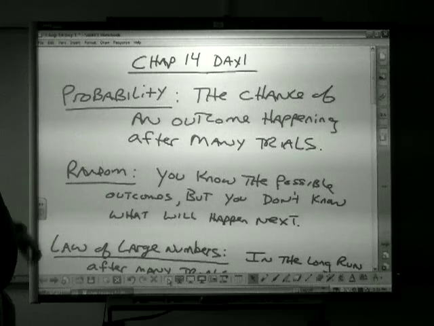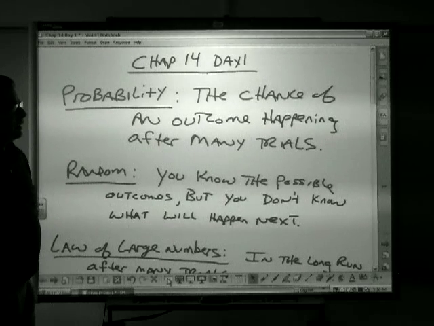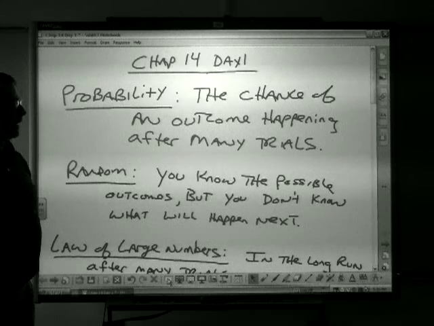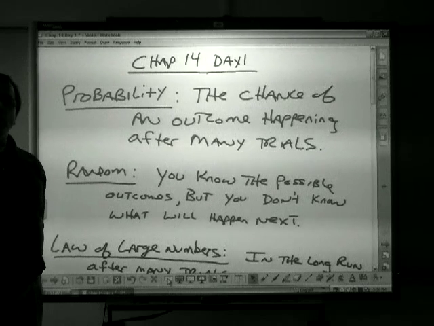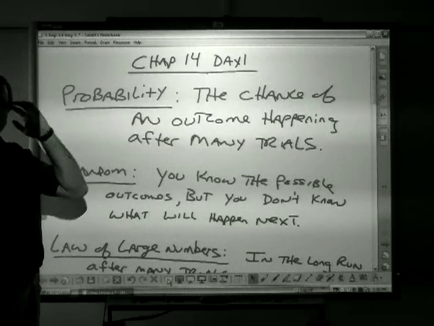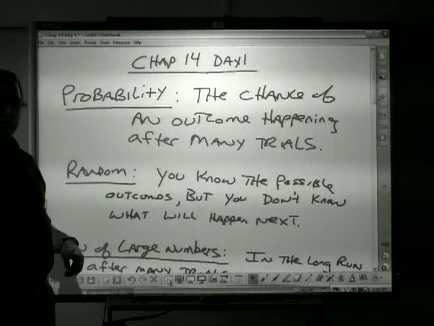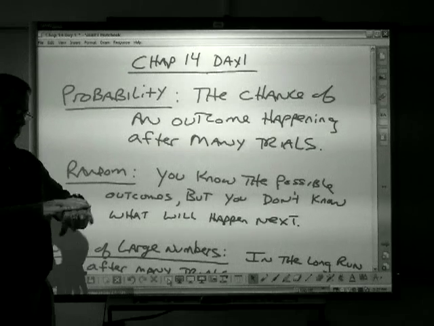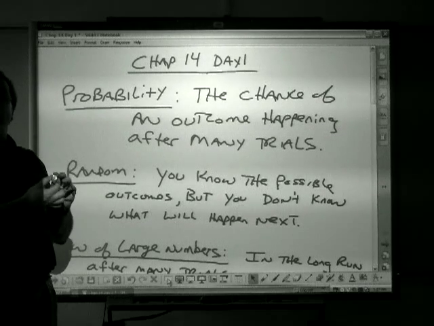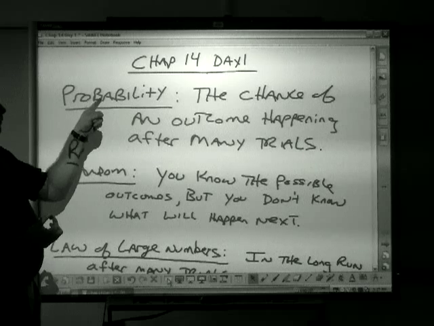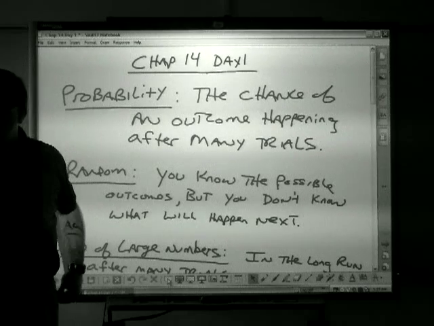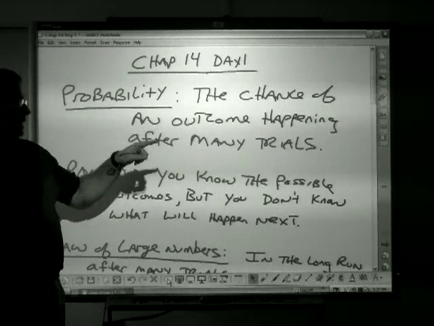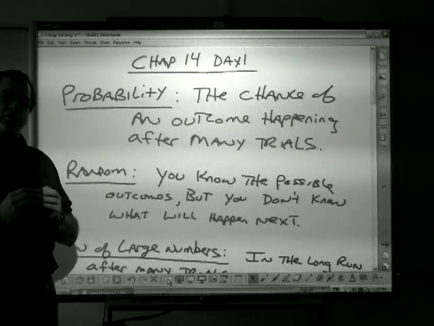Probability. If you read it, it says the chance of an outcome happening after many trials. I know sometimes we think of probability, the probability I get heads on a coin is 1 out of 2. That's what we think. That's theoretical probability. In reality, probability is the chance that it'll happen, and we find that out after doing many trials.